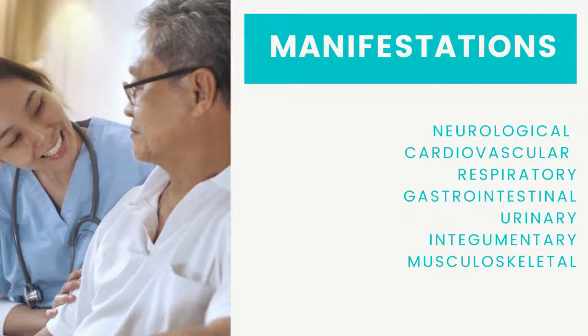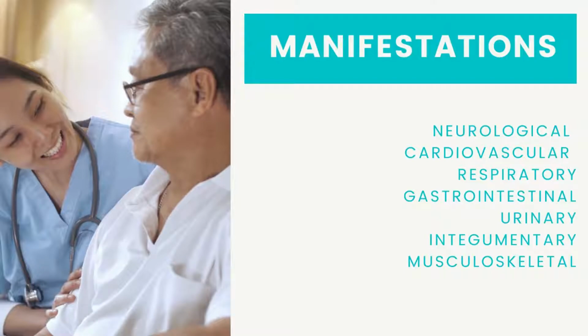Urinary manifestations. Signs and symptoms include polyuria, proteinuria, diluted appearance, hematuria, and oliguria. Integumentary manifestations. Signs and symptoms include decreased skin turgor, dry skin, ecchymosis, and uremic frost. Musculoskeletal manifestations. Signs and symptoms include bone pain, muscle weakness, cramping, and pathological fractures.